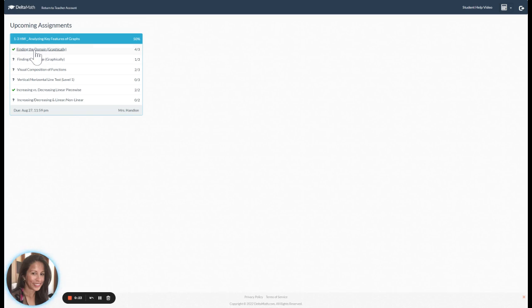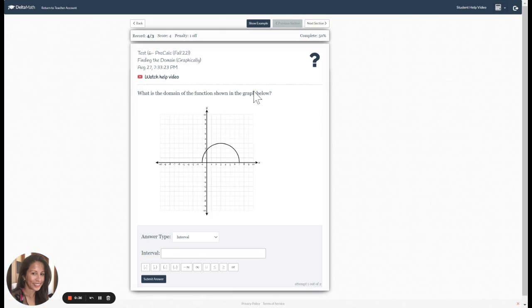All I did in class was go over several problems in each one of these sections, and then I just released students to work individually or collaboratively with their teammates. We will start here at finding the domain graphically.